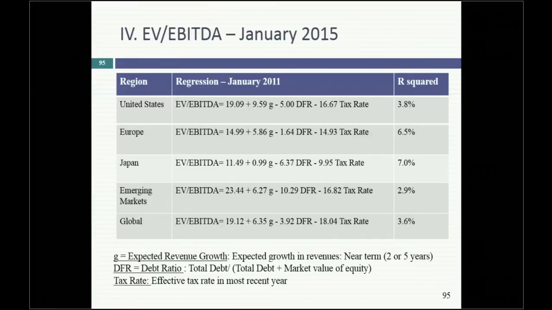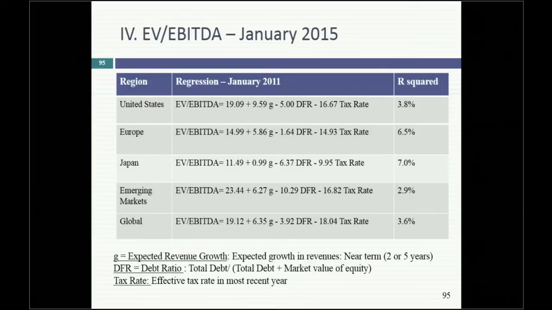Then I did EV to EBITDA. Again, I looked at the equation that I had, and I looked at tax rates because remember EV to EBITDA is a pre-tax number. I looked at the debt ratio to capture cost of capital. You see, why aren't you using beta anymore? Because now we're looking at an enterprise value multiple, so I've got to look at a measure of risk across the company. And for growth, instead of using growth in earnings per share, I use growth in revenues.